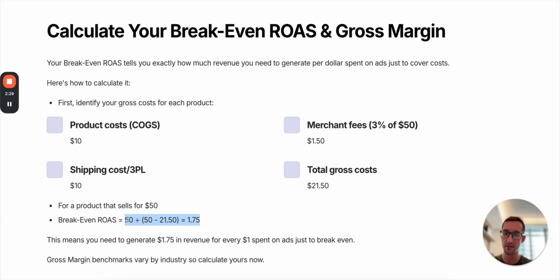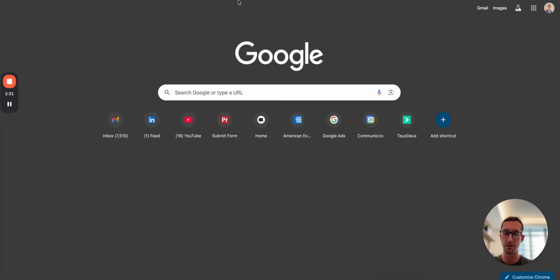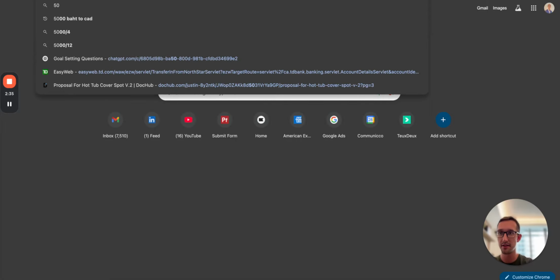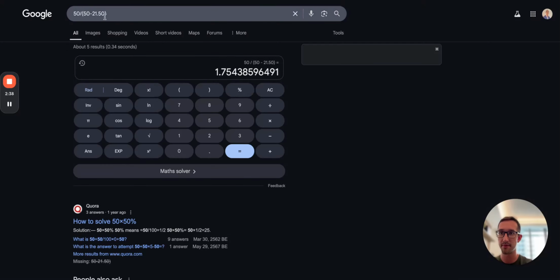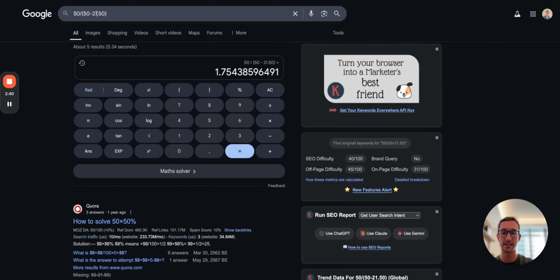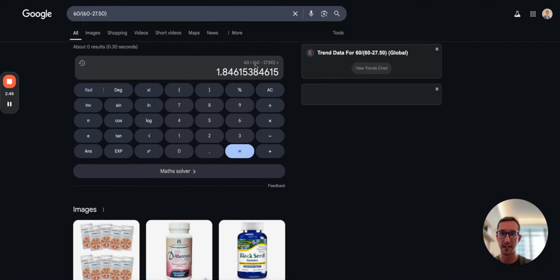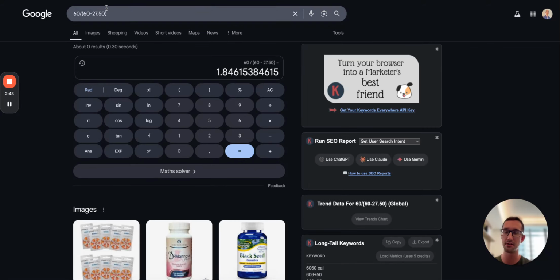And you can copy this and throw this in Google or a calculator. And that would look like this. And change this up to whatever you like. Let's say it costs us $27.50 and the customer is actually paying $60. Our break-even would be 1.84. So you can mess around with this metric and find out what your break-even ROAS is.